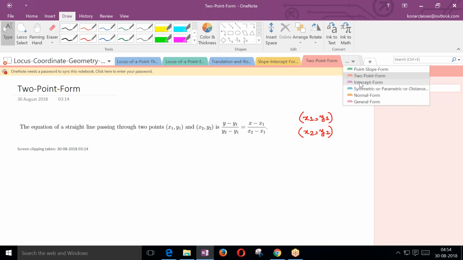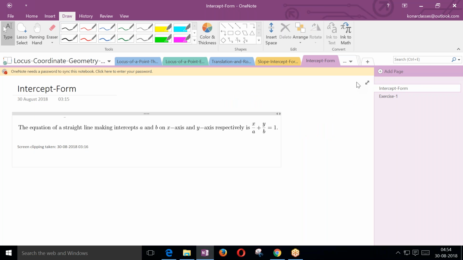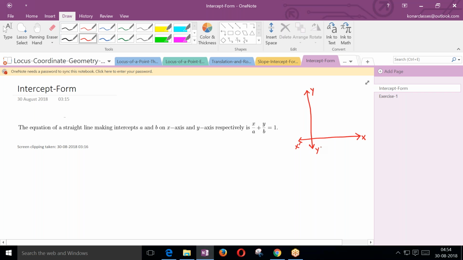Intercept form means if we have the coordinate axis, x dash, and here y dash, and a straight line where the x intercept is a units and the y intercept is b units, we can find the equation of the straight line. Sorry, this has to be b. So the x intercept is a units and the y intercept is b units. Then how do we find the equation of the straight line?